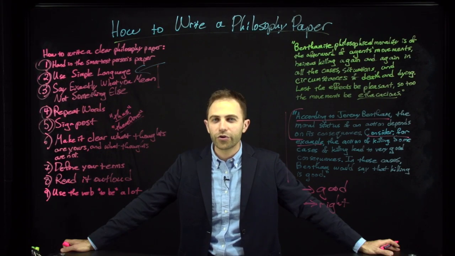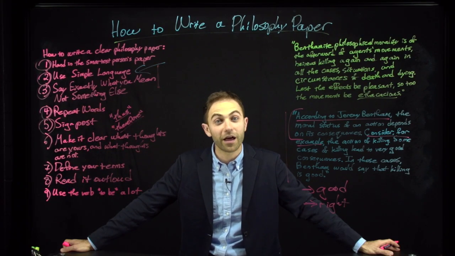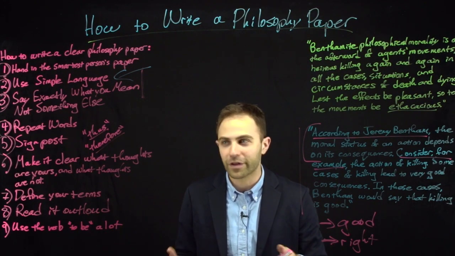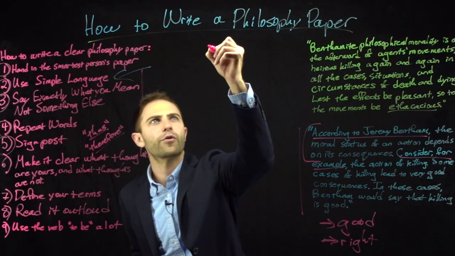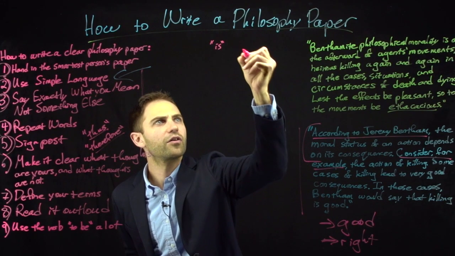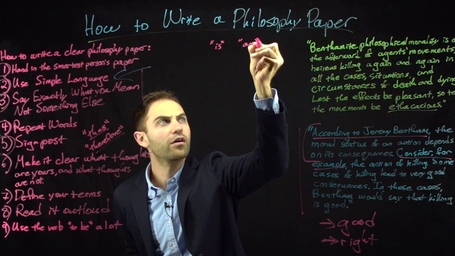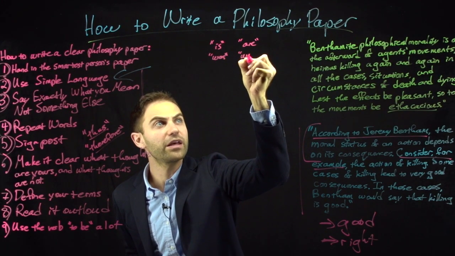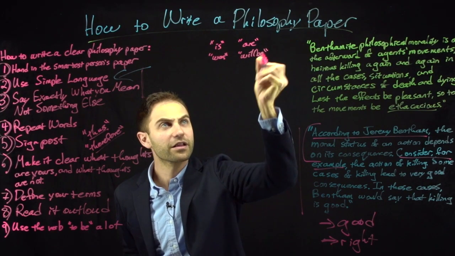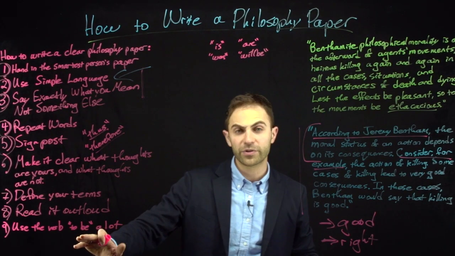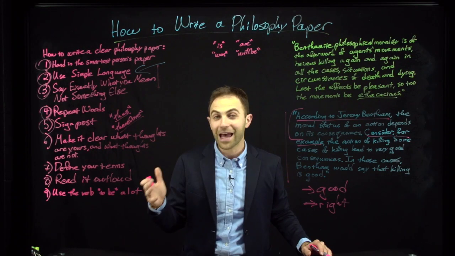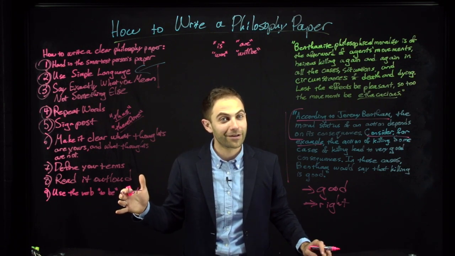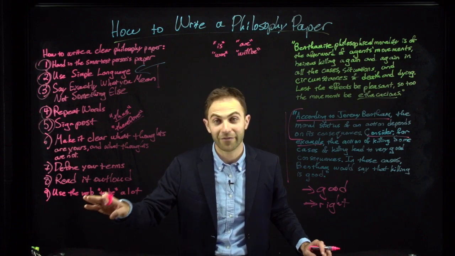Number 9, use the verb to be a lot. By the verb to be, I mean that word that sometimes appears in the form of is, or are, or was, or will be. This is all one word. It's the verb to be something. That word is one of the simplest words we've got. It's one of the simplest verbs we have in the English language.